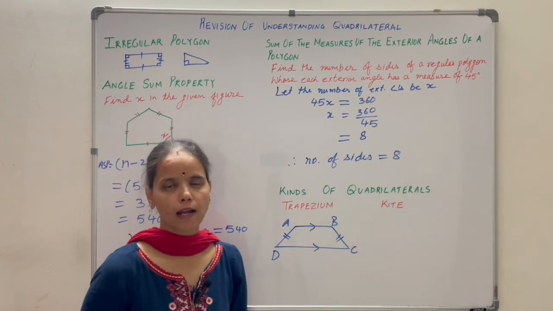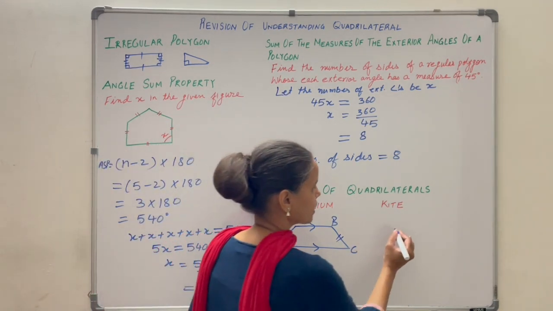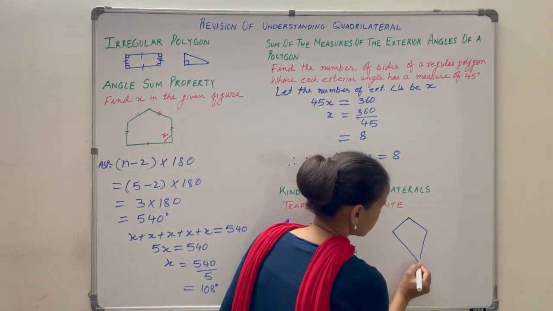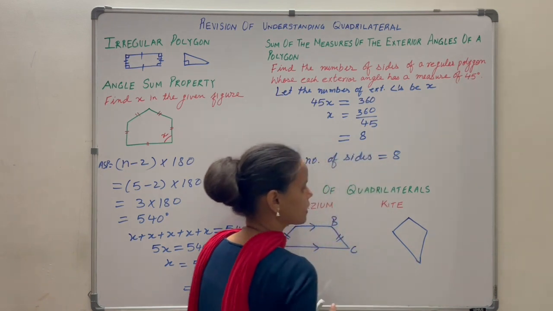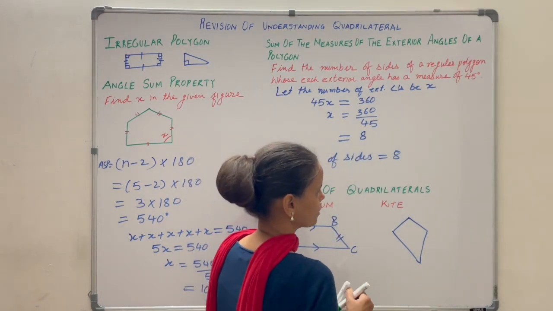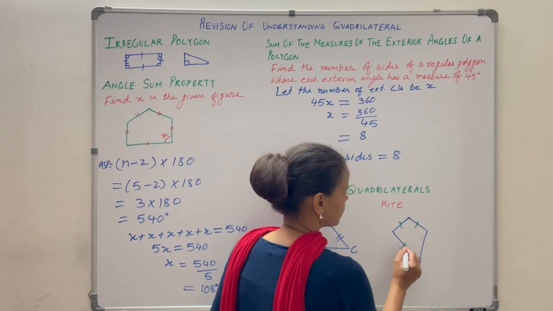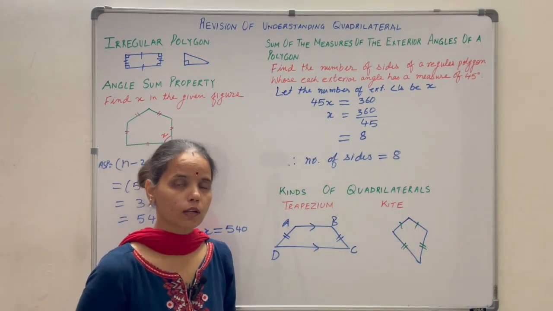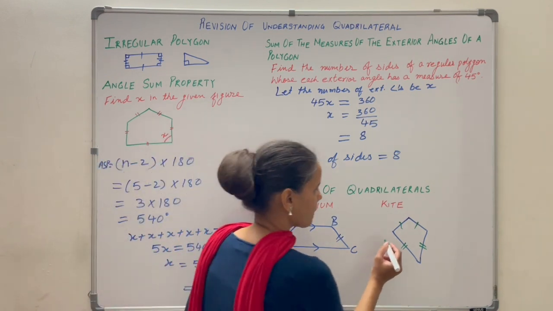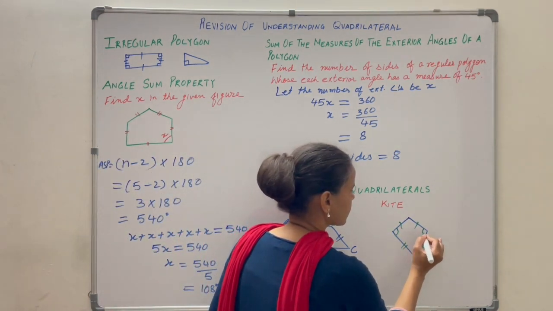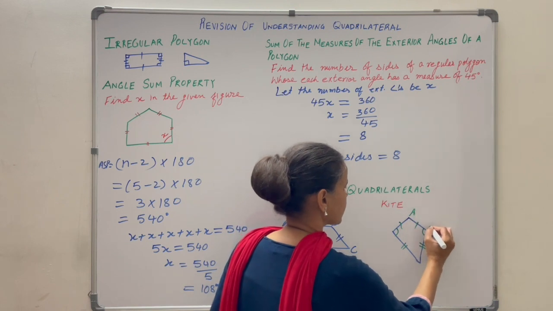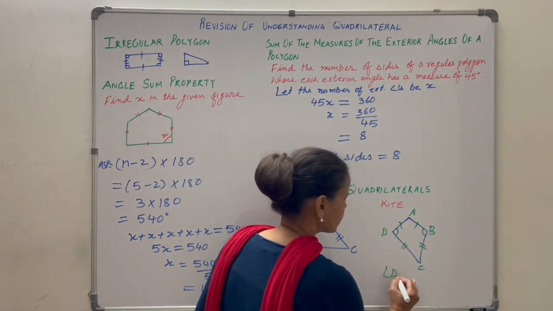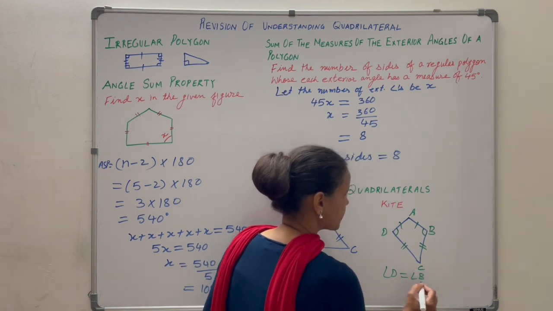Next one is the kite. A kite is also a quadrilateral in which two distinct consecutive sides are equal. So this is a quadrilateral in which these two sides are equal and these two sides are equal. So this is called a kite. It has some more properties. For example, these two angles are equal. I name this as A, B, C, D. Then the measure of angle D equals the measure of angle B.